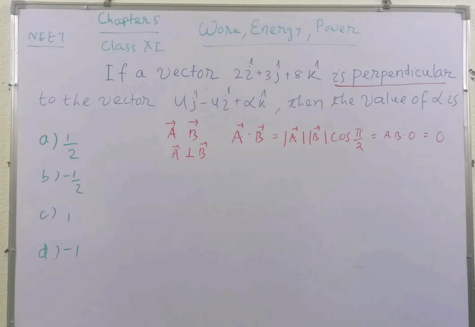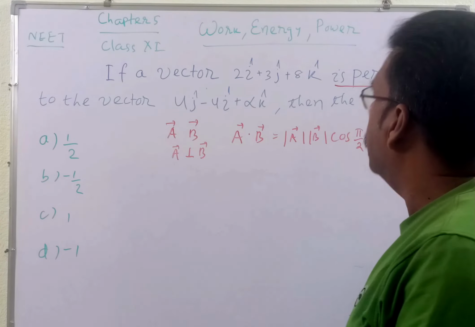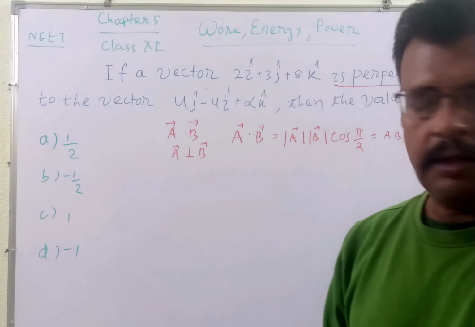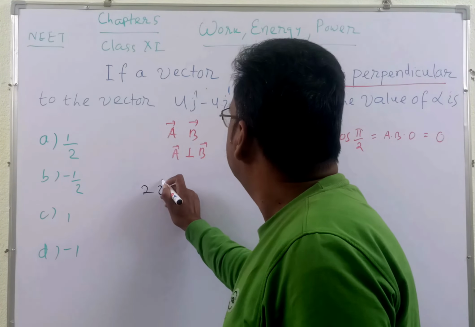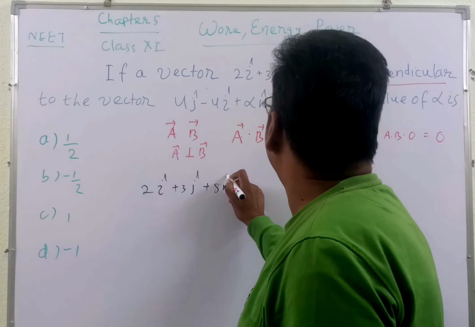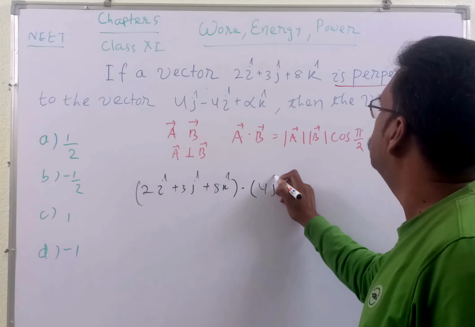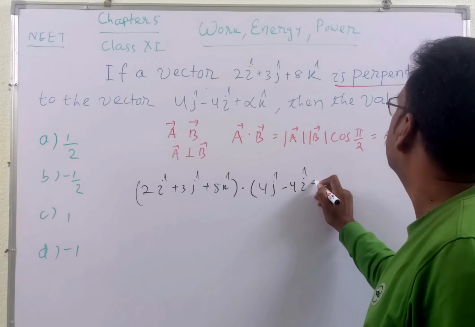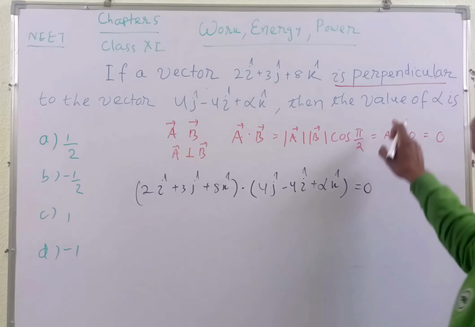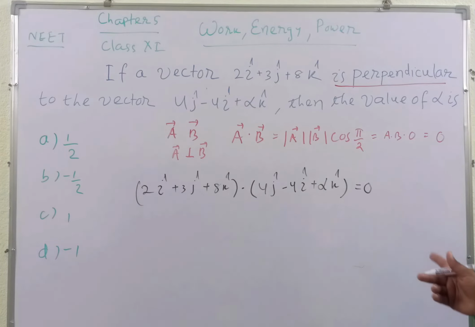Okay, students. So we can find out now from this that 2i plus 3j plus 8k is the first vector. Let us take the dot product of this vector with 4j minus 4i plus alpha k. This will be equal to 0 because the angle between these two vectors is 90 degrees, or they are perpendicular to each other.